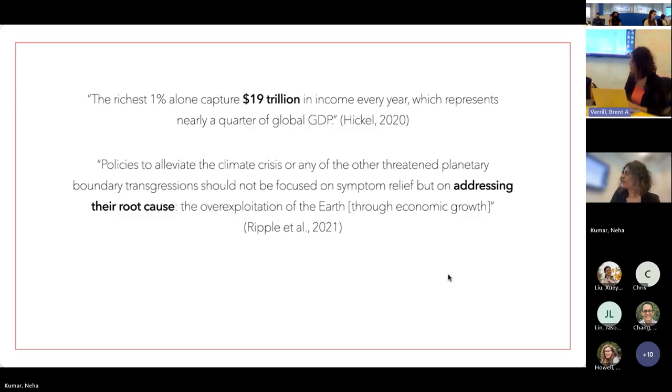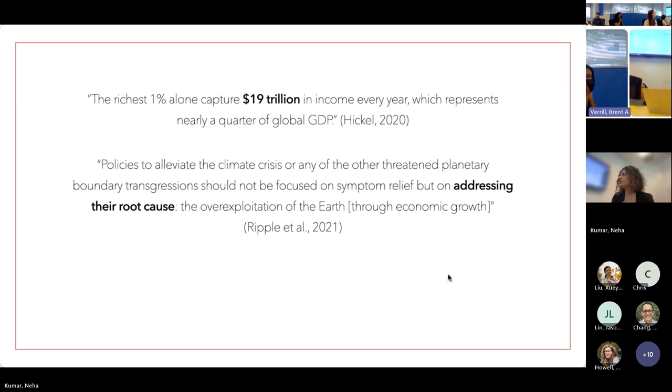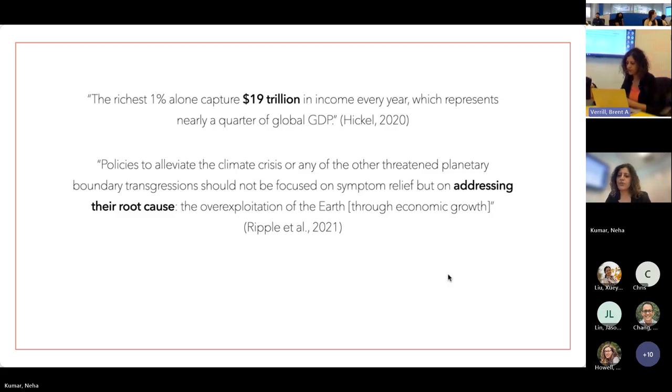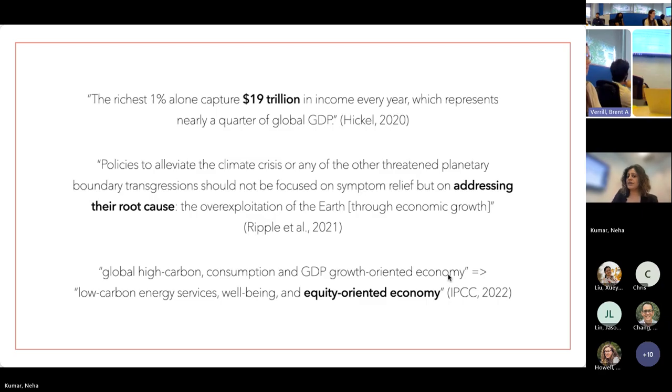So Ripple and colleagues said policies to alleviate the climate crisis or any of the other threatened planetary boundary transgressions should not be focused on symptom relief, but on addressing their root cause, which is the overexploitation of the earth through economic growth. And then according to the IPCC 2022 report, we must abandon the global high carbon consumption and GDP growth oriented economy to transition to a low carbon energy services, well-being, and equity oriented economy.